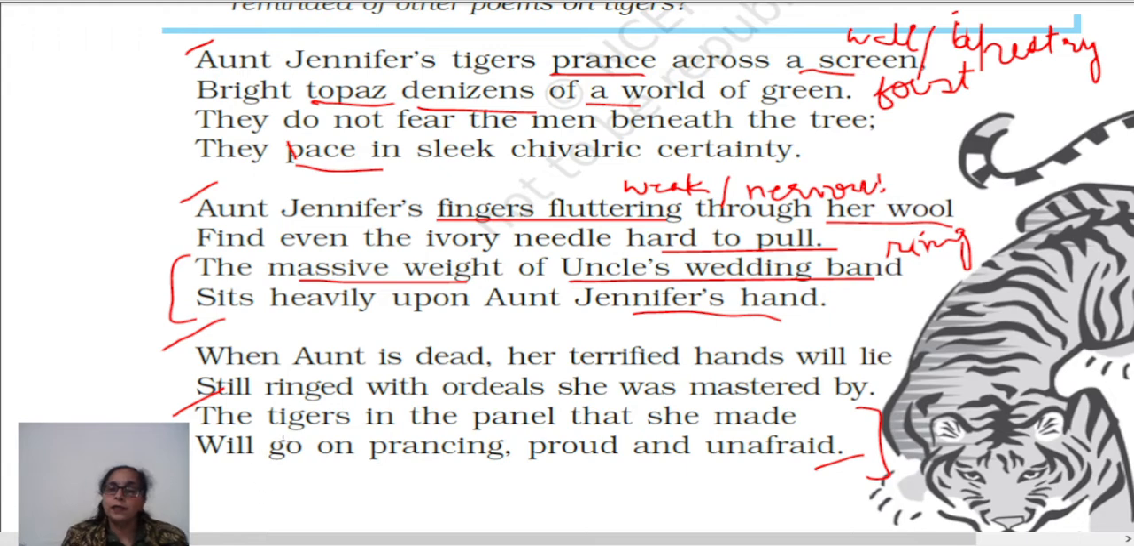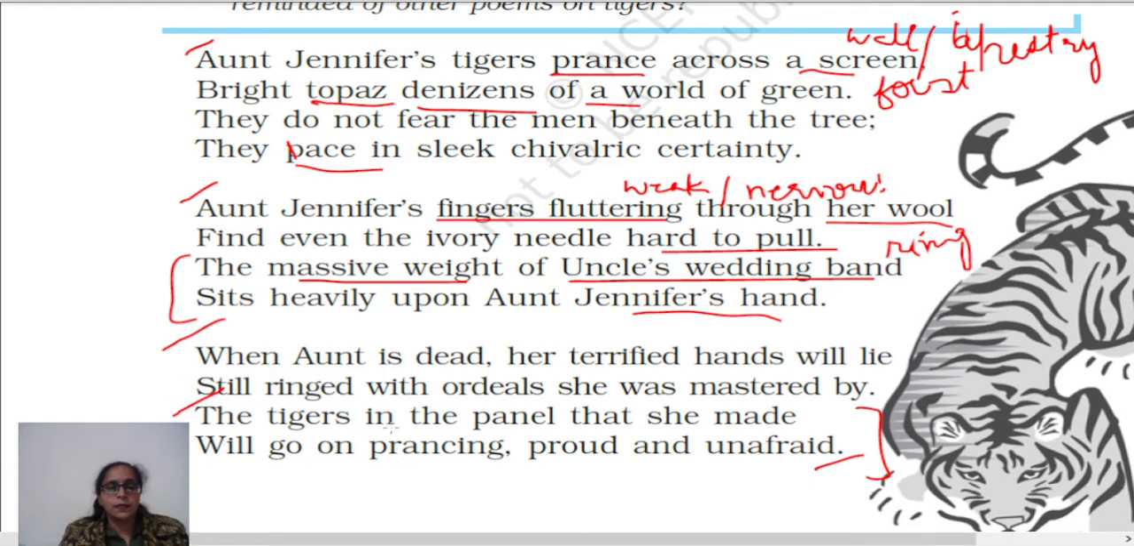One thing more can be inferred from here, that the poet stresses the immortality of the artwork. Humans are mortal and Jennifer is mortal, she can die, but the artwork made by her, the work of art in the form of the tigers that she made on the tapestry on the screen, will remain for a longer time. It will be longer lasting than Aunt Jennifer's life.